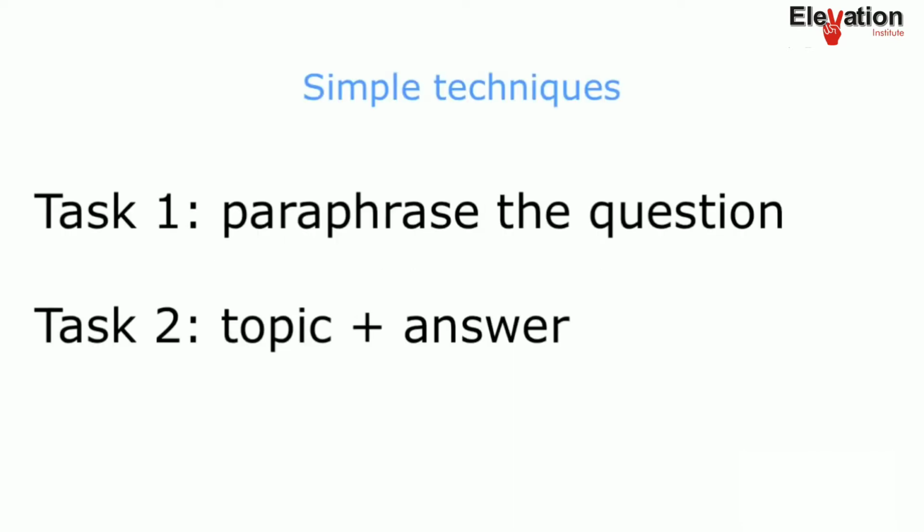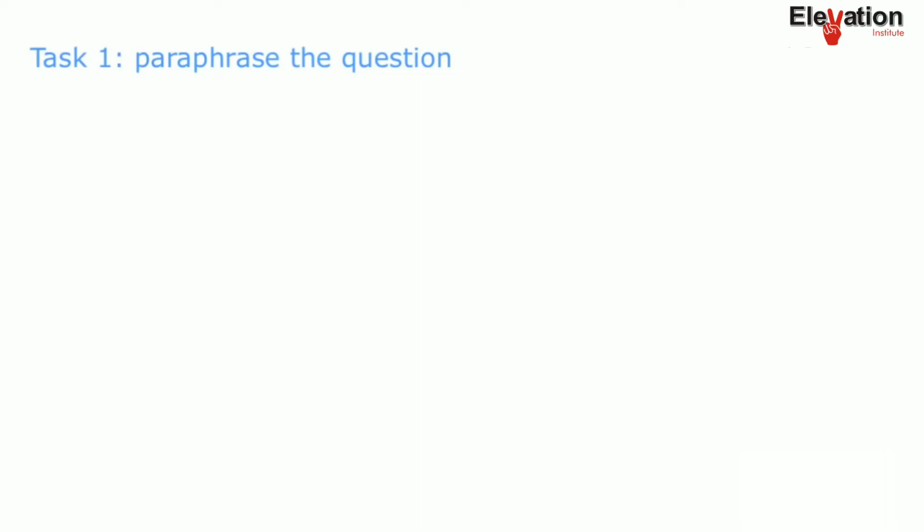For task 1, paraphrase the question. You only need to write one sentence. And for task 2, introduce the topic, then give a simple answer to the question. You could just write 2 sentences. Let's have a look at task 1, paraphrasing the question.